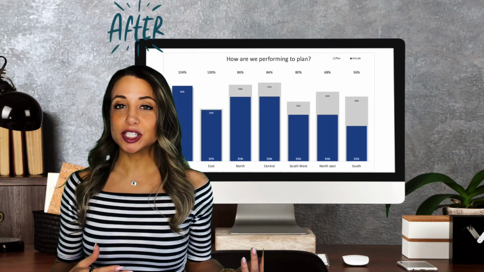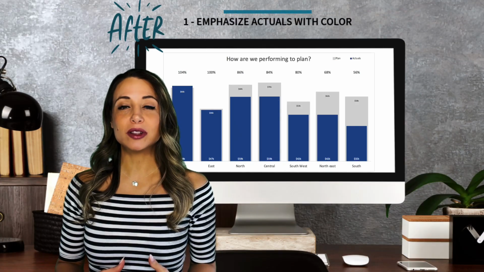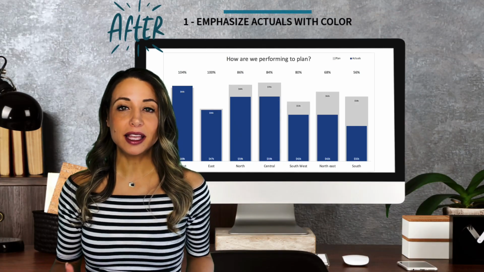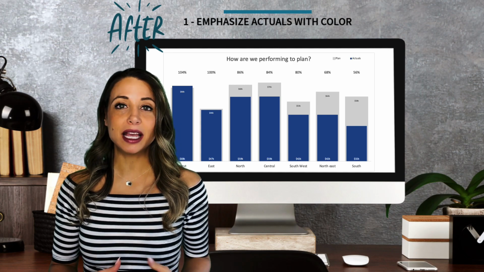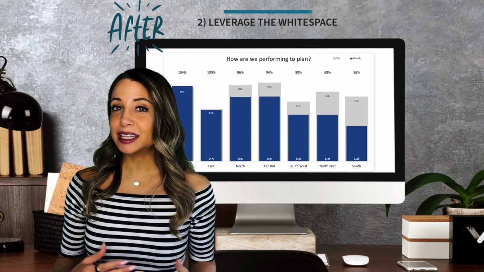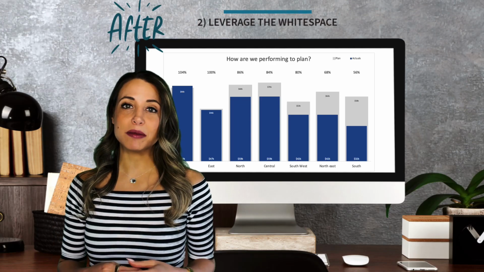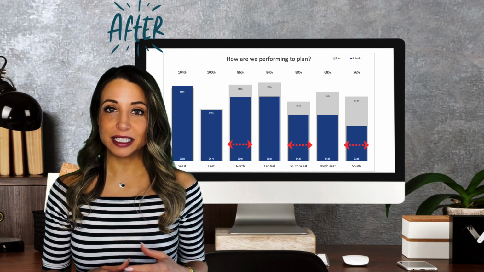So with this after version, we address all these issues with the redesign. With color, we toned down the variable plan and made it a light gray. This puts a higher emphasis on the actual number and at the same time still shows the plan number. We're also now using the space effectively and minimizing as much white space as we can. You can see how we expanded the bar chart.